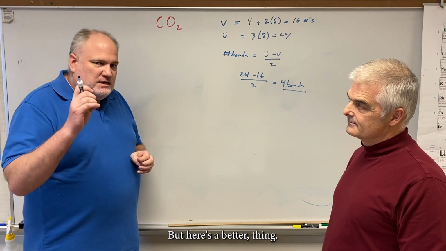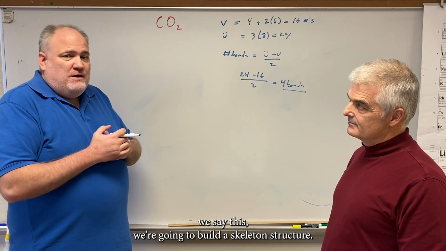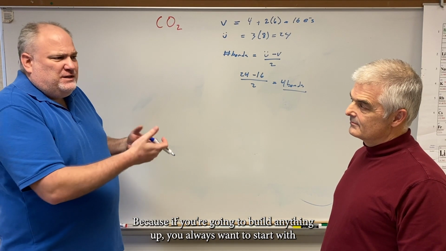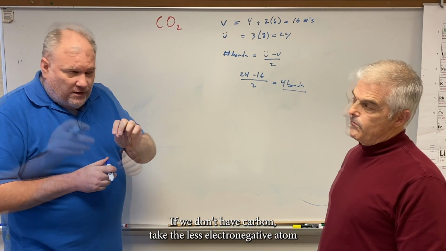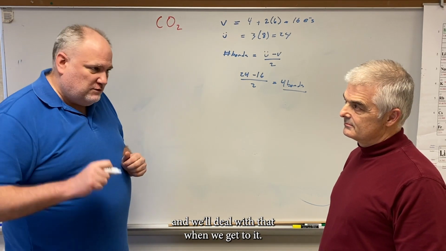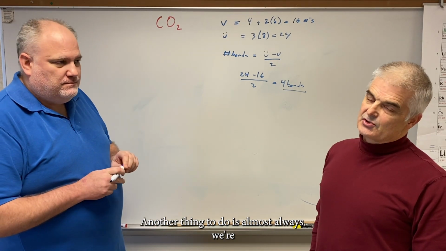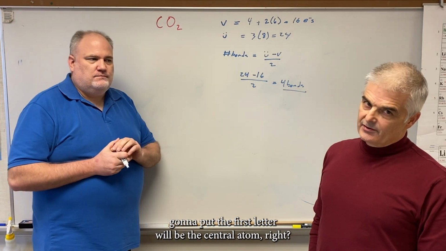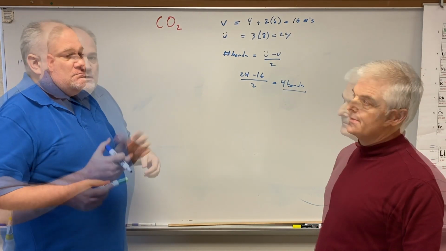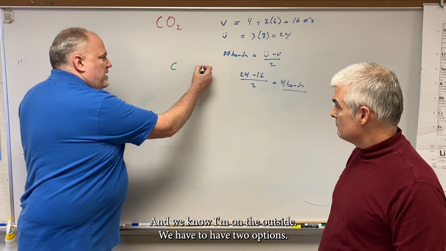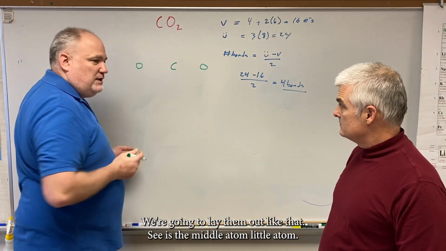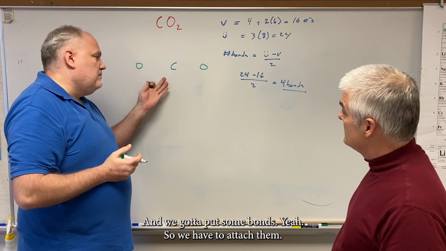But here's a better thing. If you take a look at your notes, we say this. We're going to build a skeleton structure, because if you're going to build anything out, you always want to start with a skeleton. Always put carbon in the middle. If we don't have carbon, take the less electronegative atom, and we'll deal with that when we get to it. Another thing to know is almost always the first letter will be the central atom. So in order to do our structure, we're going to put carbon in the middle, and we know around the outside we have to have 2 oxygens. We're just going to lay them out like so. C is the middle atom, right? And we've got to put some bonds.